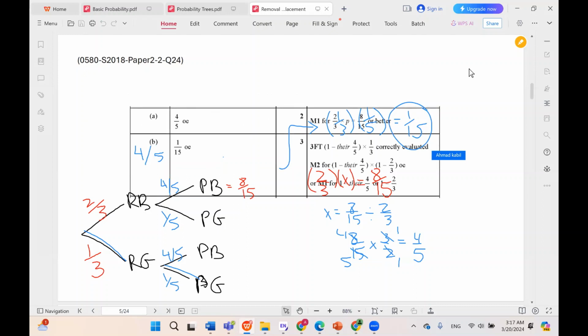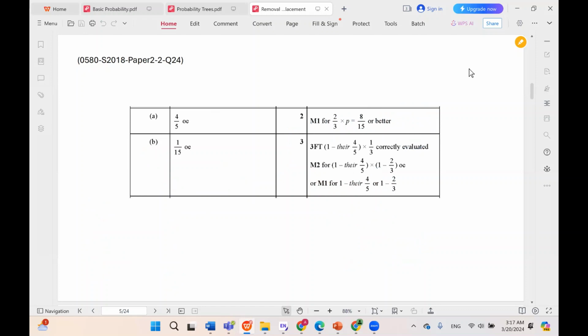Let's check the marking scheme. So A is 4/5 and B is 1/15. And we seem to be on the right track.